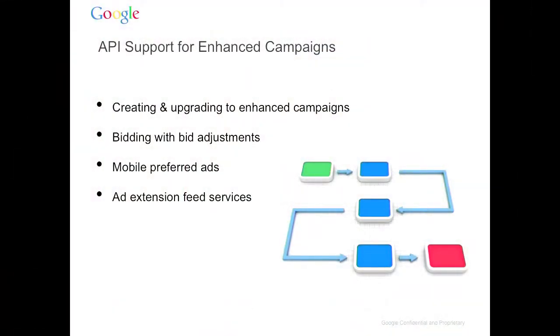So how does the API support enhanced campaigns specifically? The API offers support for creating and updating enhanced campaigns, for bidding with the new bid adjustments, setting mobile preferred ads, and the new type of ad extensions with the ad extension feed services. I'm going to go into each one of these features and how you work with them.